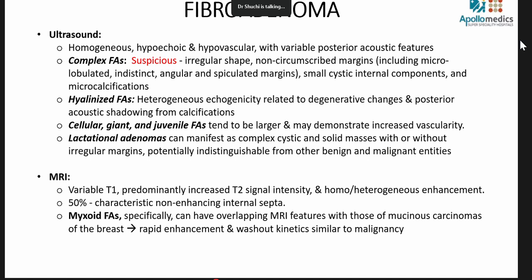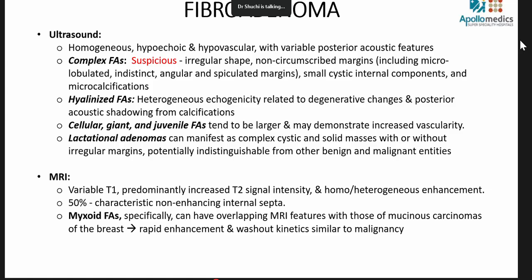Then small cystic internal components and microcalcification are all suspicious. Hyalinized ones would be heterogeneous due to degenerative changes, with post-acoustic shadowing from calcifications. Then cellular juvenile fibroadenomas will have a lot of vascularity. Otherwise they are normally hypovascular, but in this it will be highly vascular. Coming to the lactational ones, they come as a complex cystic and solid mass with or without irregular margins.